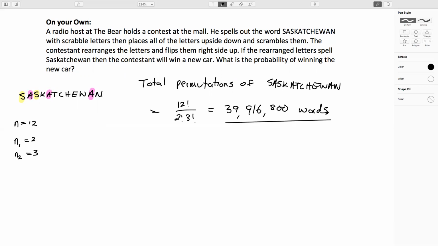The number of ways to spell Saskatchewan, total number of ways to spell Saskatchewan.